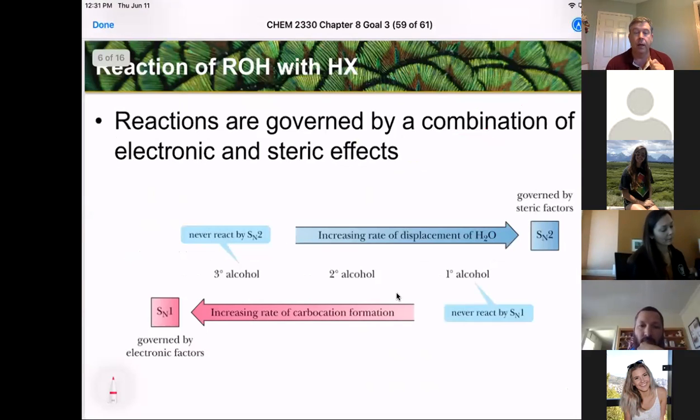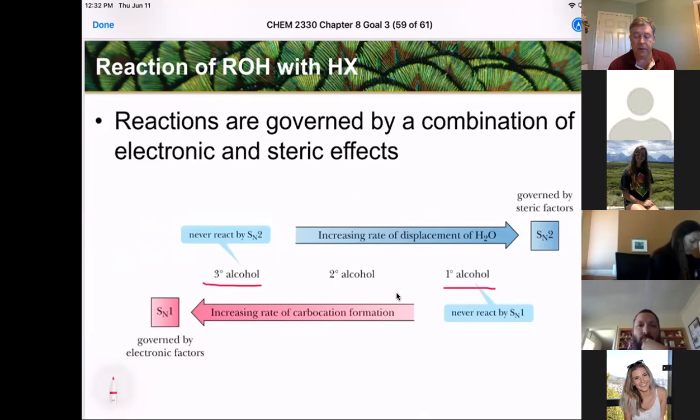And of course, because of primary, secondary, tertiary, the mechanism is determined by what that intermediate might be. So because primary alcohols can't form primary carbocations, we have to go with an SN2 reaction. Because tertiary alcohols easily form carbocations, they will go through an SN1 mechanism. And secondary alcohols can do a little bit of each depending on the strength of the nucleophile.